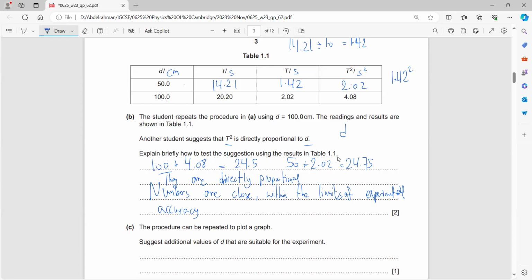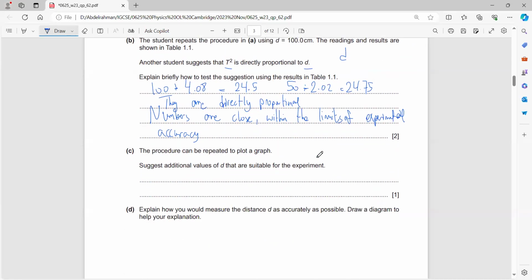Okay, good. Next question. The procedure can be repeated to plot a graph. Suggest additional values of d that are suitable for this experiment. We need more values for d. What are some values I can write down? 10. What else?